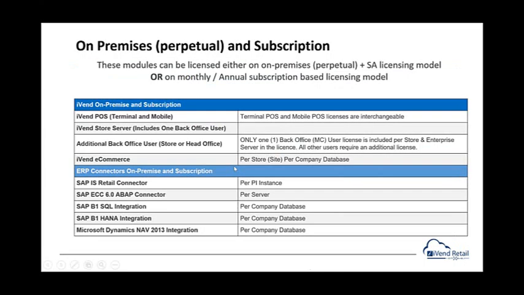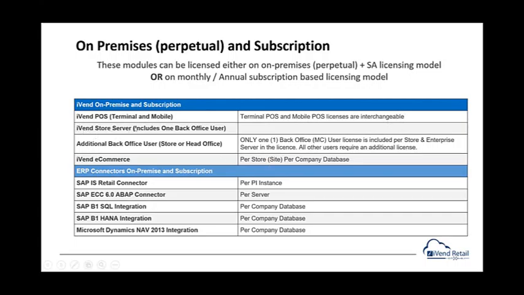Let's move on to the next slide, where I try and explain the licensing in a little more detail. So listed on the screen are the perpetual and subscription-based modules available either on an on-premise perpetual plus software assurance licensing model, or on a monthly / annual subscription-based licensing model. So the first set is the iVend on-premise and subscription. So iVend point of sale and terminal, iVend point of sale, terminal and mobile. These are interchangeable licenses, as I said.